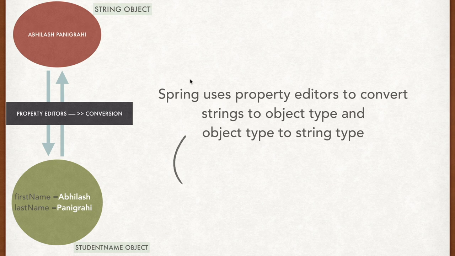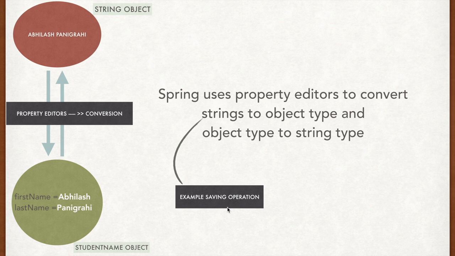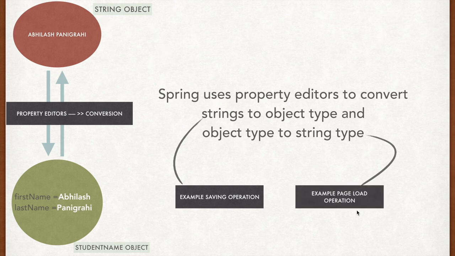So basically, for the string to object type, I have shown you the example of a saving operation. We have taken the data from the user and then we have converted the user data to a custom object type. Also, the object type to string type. When will this be useful? During a page load. So you remember the formatter concept, right? I have given you a similar example in the formatter concept.